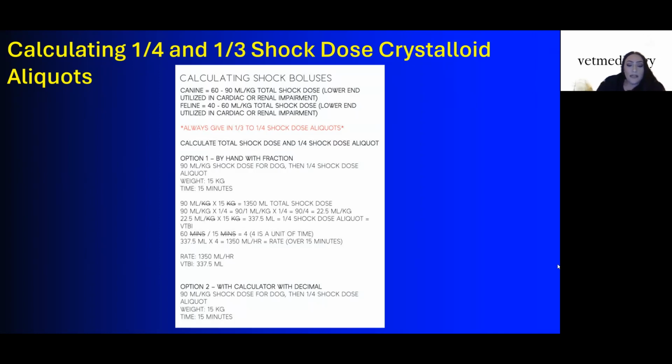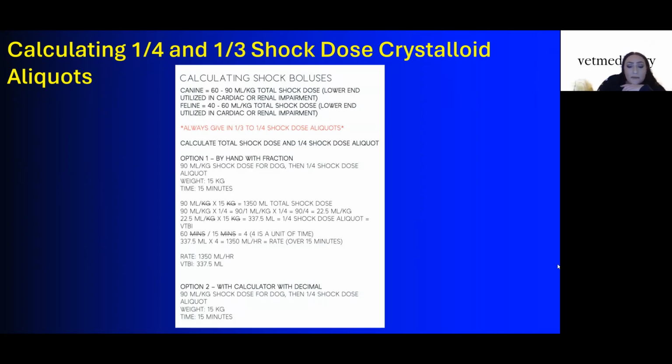22.5 mils per kg times 15 kilograms equals 337.5 mils, which is our quarter shock dose aliquot, and our VTBI when we set our pump. 60 minutes divided by 15 minutes equals 4. 4 is a unit of time. So 337.5 mils times 4 equals 1350 mils an hour, which is our rate over 15 minutes. So our rate's 1350 mils an hour. Our VTBI is 337.5 mils.